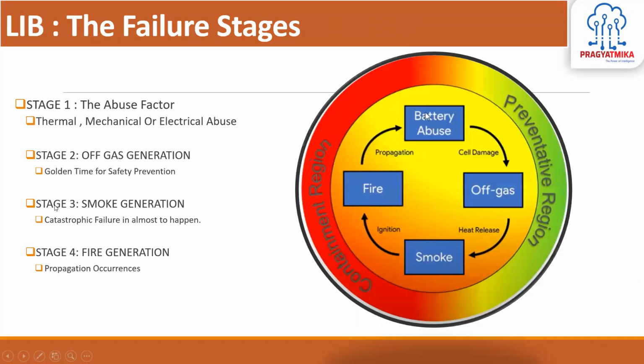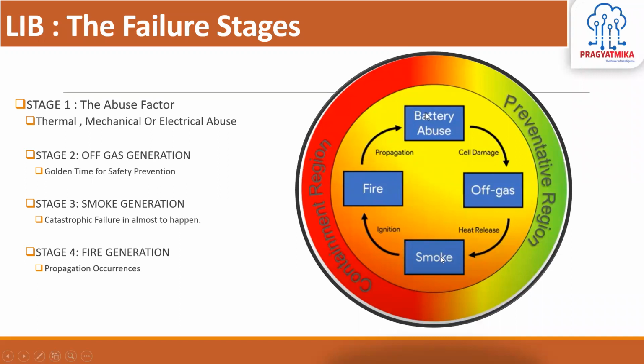So the phases, if you see the failure stages, it is first the abuse that you do to your pack. By any abuse, it is going to affect your battery pack. The second stage is the gas generation, that is the off-gas generation stage. And if you are able to detect this off-gas stage, it is the golden time for safety and prevention, where we can prevent the fire. And at least if we don't have the methods for fire prevention, at least we can warn the people who are there. Thereafter, after the off-gas stage, the smoke part comes.